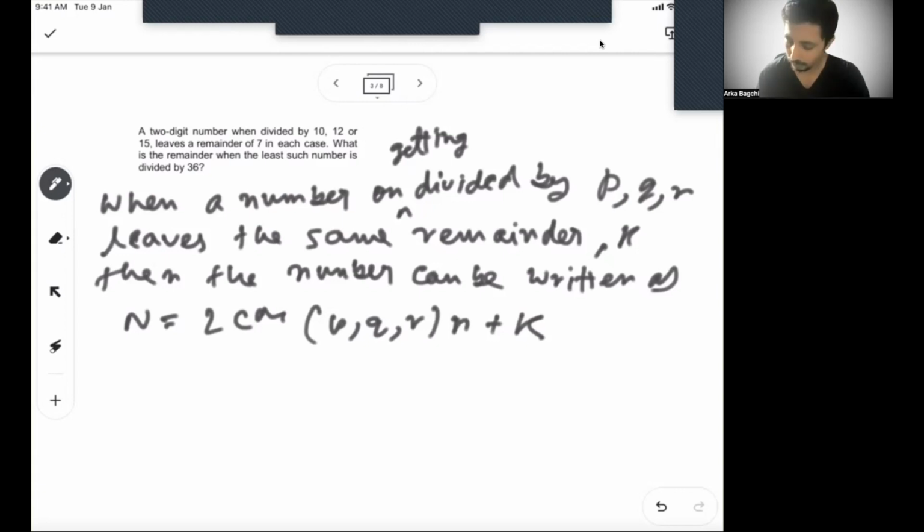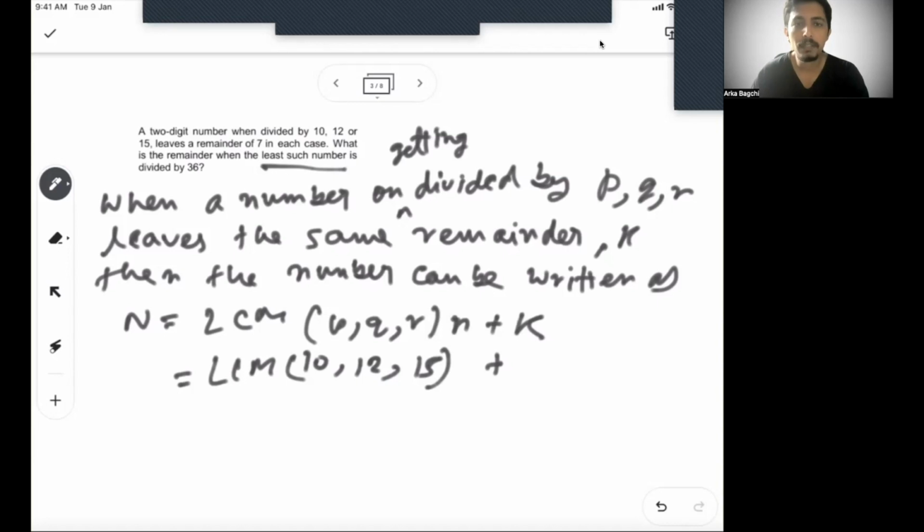So in this case, we have to do the LCM of 10, 12, and 15, and they are looking for the least such number, so n can be 1 in this case. Plus 7, the common remainder. The LCM is 60, plus 7 is 67. So the least such number is 67.